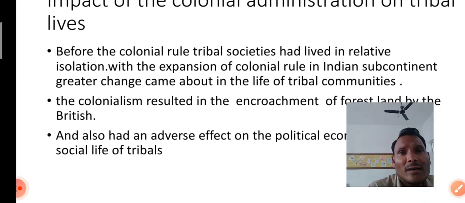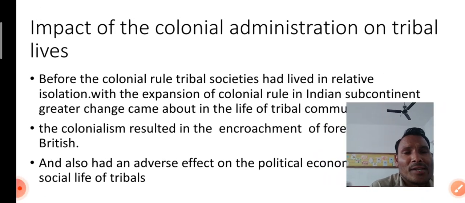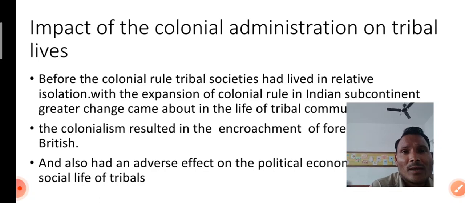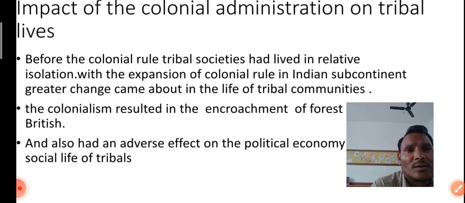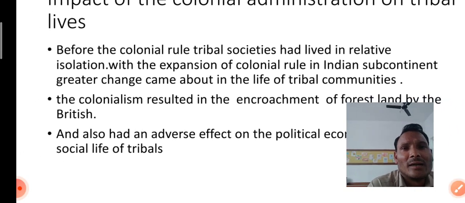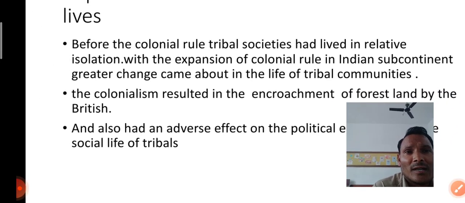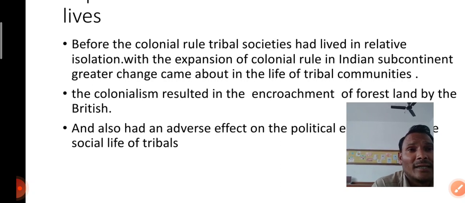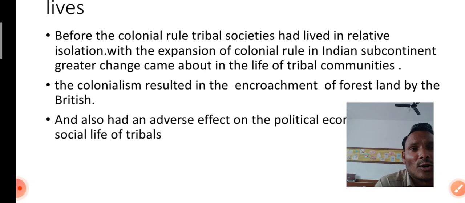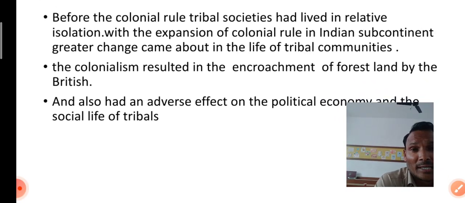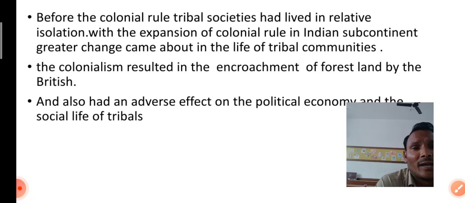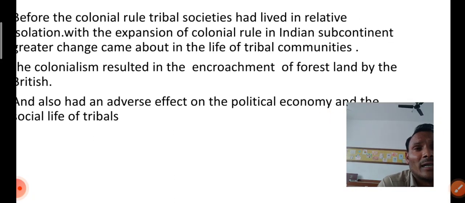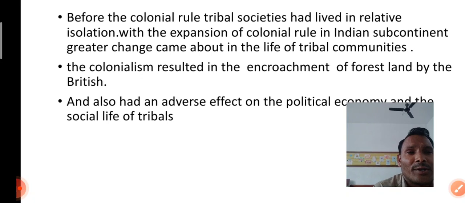Now we will see the impact of colonial administration on tribal lives. Before colonial rule, the tribal societies had lived in relative isolation. With the expansion of colonial rule in the Indian subcontinent, great changes came about in the life of the tribal communities. Colonialism resulted in the encroachment of forest land by the British and also had an adverse effect on the political, economic and social life of the tribals.